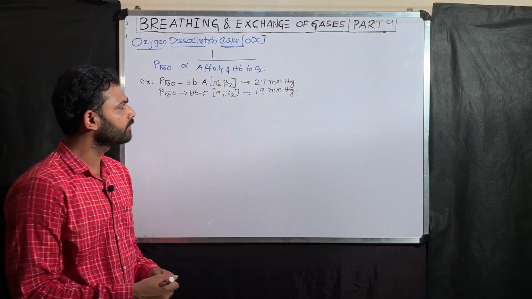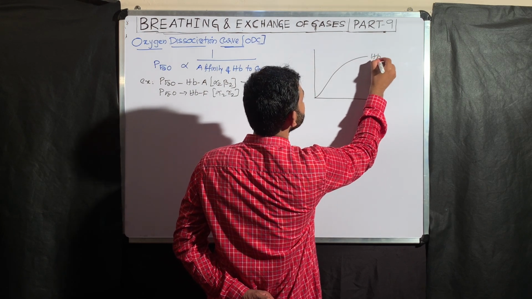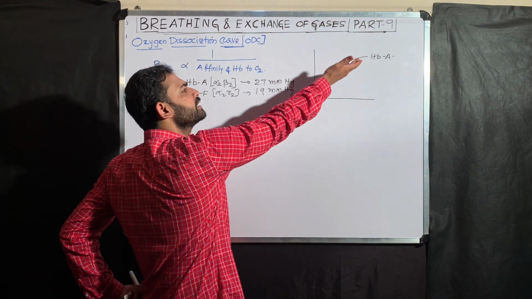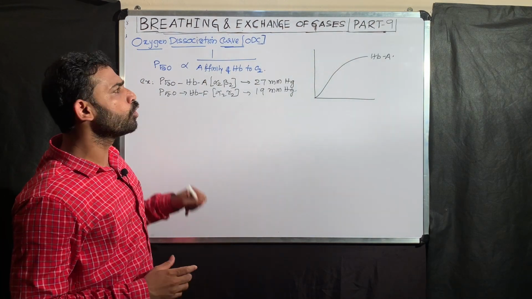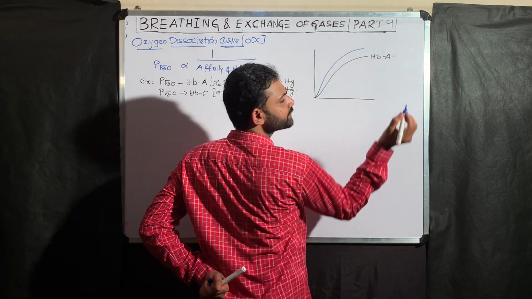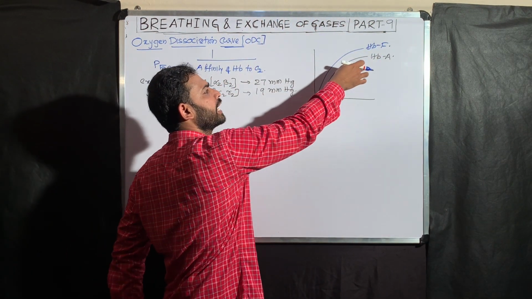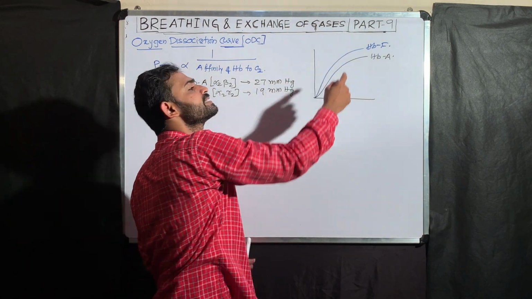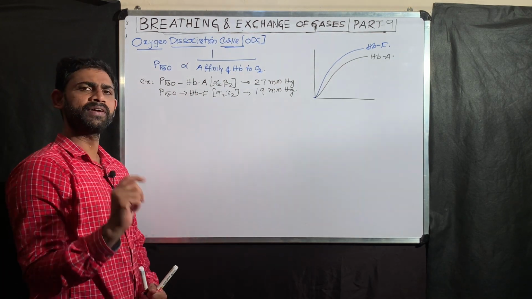If you draw the graph, that is a standard ODC. For example, this is HbA. If you want to write HbF, is it to the left or right of HbA? Immediately, this is more affinity, and more affinity means left shift. So this one is HbF. Why did I write HbF to the left of HbA? Because the left side indicates more affinity. Among these two, HbF has more affinity.